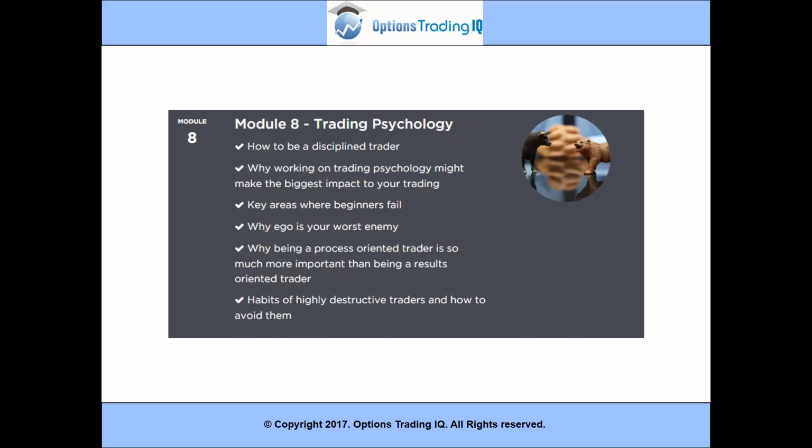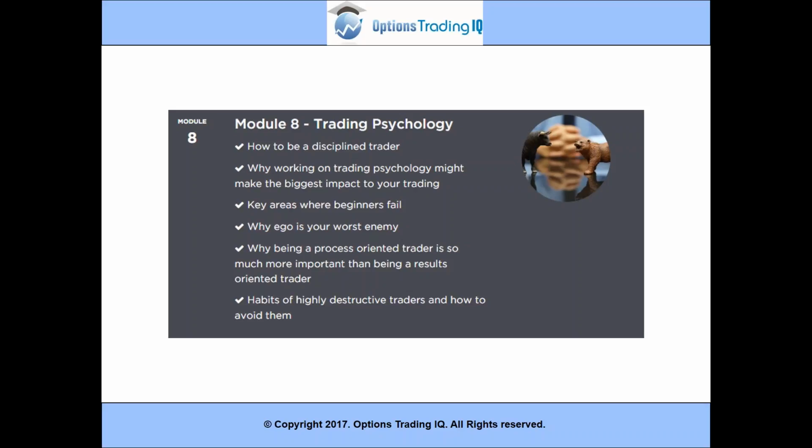Module 8, trading psychology, how to be a disciplined trader. So again, we're all about following a process and being disciplined, and why working on trading psychology might make the biggest impact to your trading. Again, another one of these key things that's really important but often overlooked by a lot of retail traders, and this is where you can gain an edge, is by getting a bit of a leg up in terms of trading psychology.